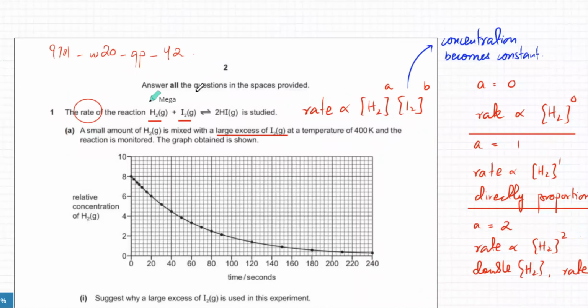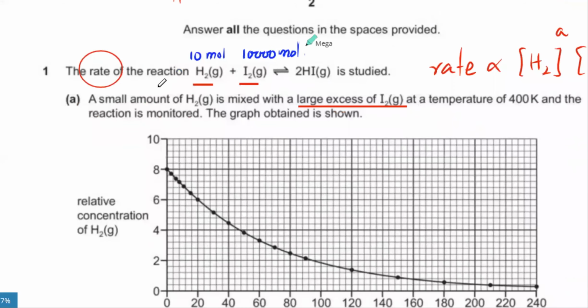Whenever you use a large excess of anything, you can think of H2 and I2 reacting. For H2, you have 10 moles, and for I2, you have, let's say, 10,000 moles. If half of H2 reacts, the change in the moles of I2 is negligible. If half of the hydrogen molecules react, the moles decrease from 10 to 5. That means 5 moles react. If 5 moles of H2 react, 5 moles of I2 will also react. So the moles of I2 will only decrease by 5, from 10,000 to 9,995. So the change in the amount of I2 would be negligible.